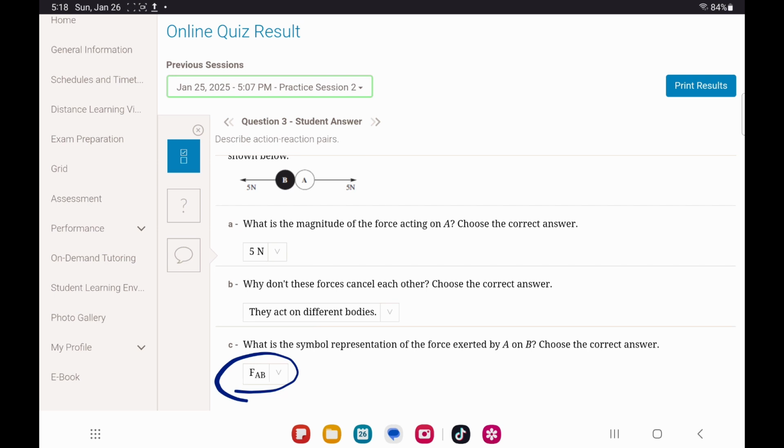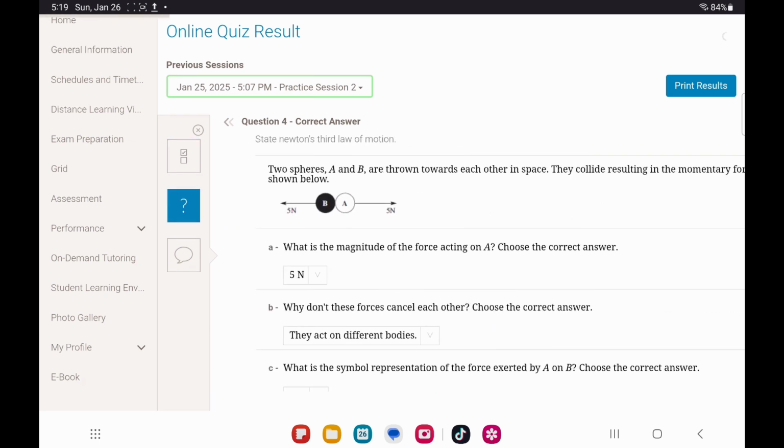But you always, first thing, whenever they want you to represent a force, you put F, okay? Exerted by an object on an object. The first object or first subject, whatever comes first, you put it at the beginning. And the second one, you put after the first one, okay? So F A on B. If they told you exerted by B on A, it will be F B on A, okay?